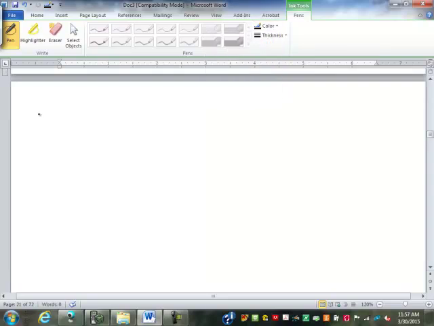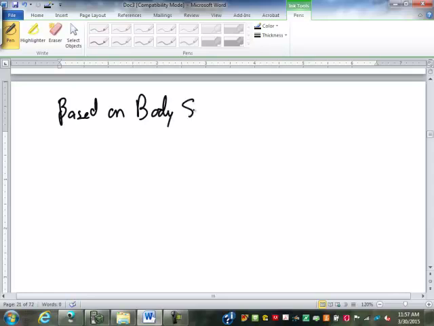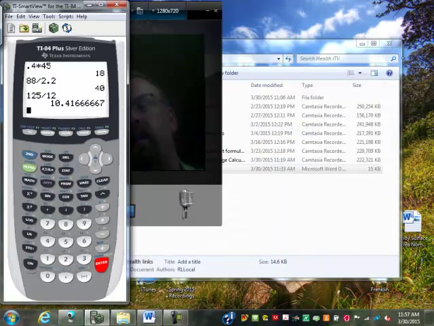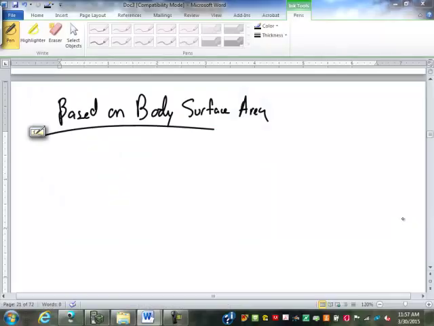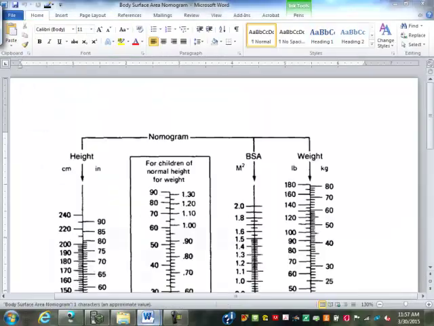Well, the next step, we're going to look at dosages based on body surface area. You might be wondering, well, first of all, what is body surface area? Well, body surface area is literally what it sounds like. It is literally the area of the skin on the human body that you're looking at.